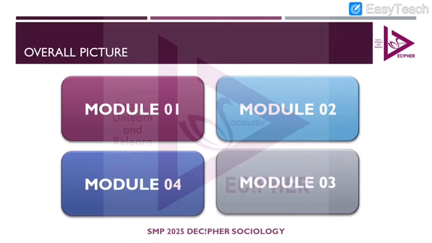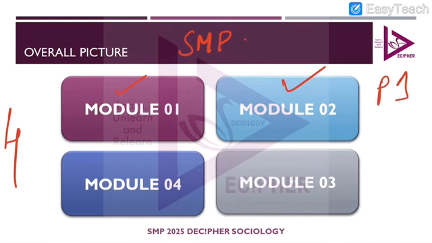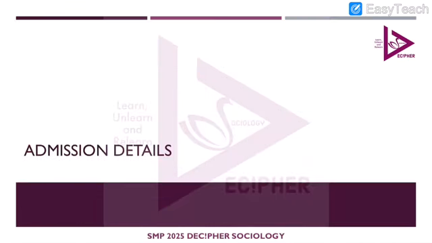So overall, if you look at the picture of SMP, you can find that it consists of 4 modules. Module 1 and 2 deal with paper 1, modules 3 and 4 deal with paper 2.